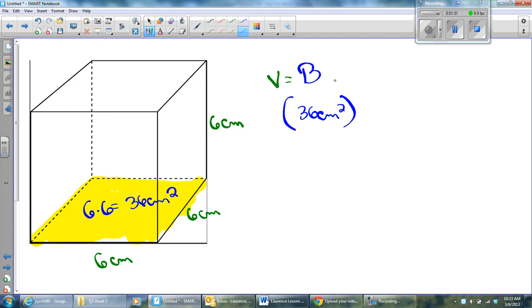Now all he needs to know is how tall the cube is, which in this case is 6 centimeters. And then he can just multiply them, which I believe is going to come out to be 216. But let me just verify that. 6 to the third power, yeah. So it'll be 216 centimeters cubed.